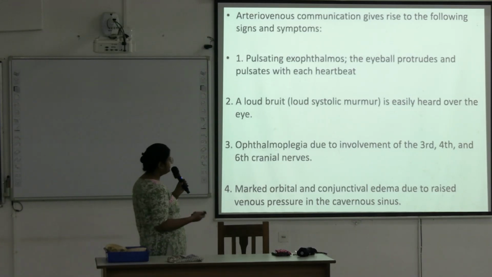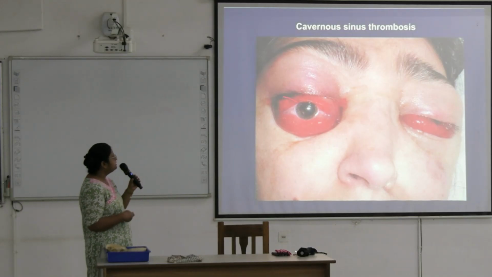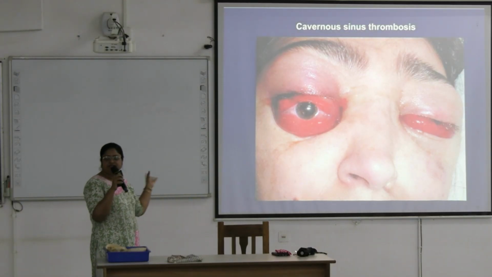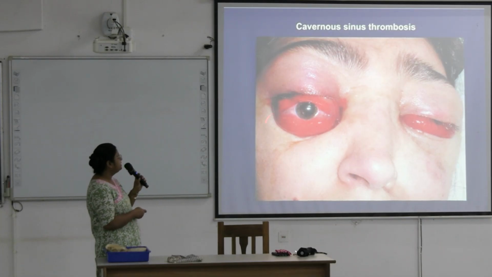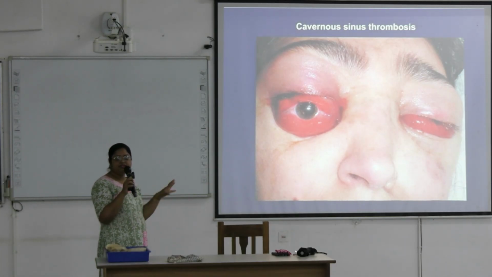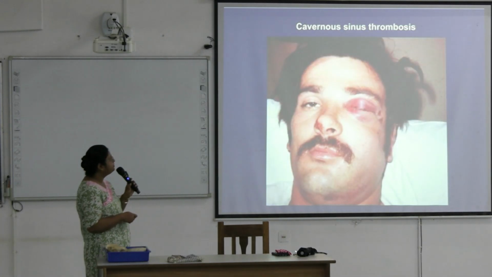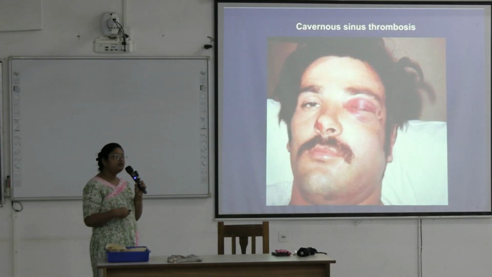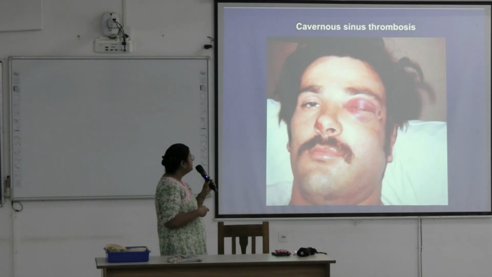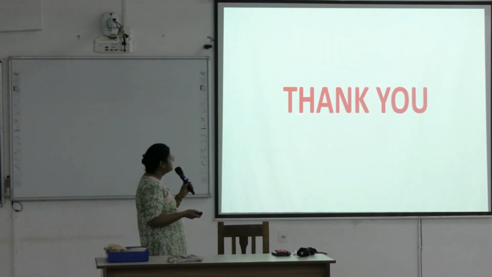Okay. Next, see here, this is a patient of cavernous sinus thrombosis. See this eyeball is coming out. Okay, there is edema and redness due to increased venous pressure, conjunctival edema. Okay, and there will be pulsating exophthalmos. You can feel the pulsations. Okay, next, here also you can see it is involving one side. Previous one, both the sides were involved. Here one side is involved. Okay, conjunctival edema and edema over the eyeballs, veins. Okay, next. Okay, that's all.